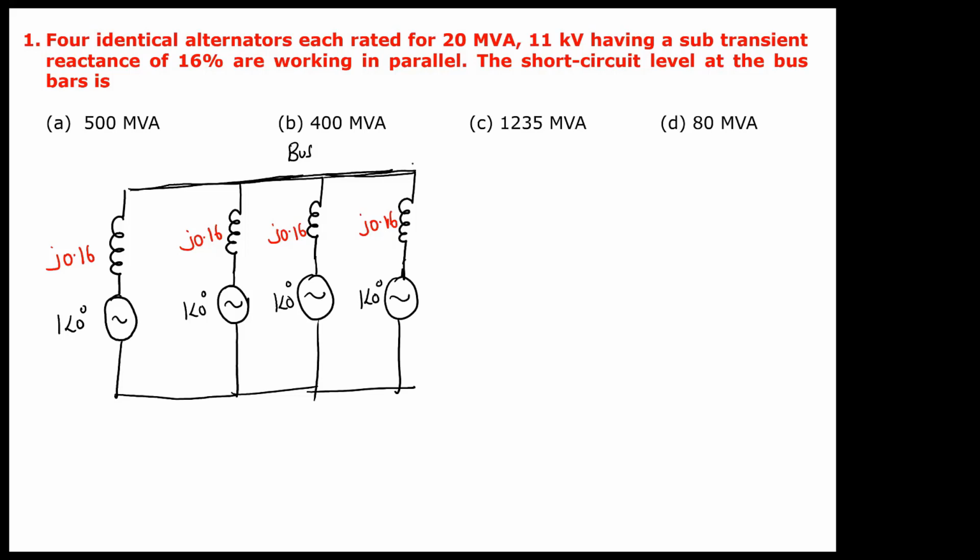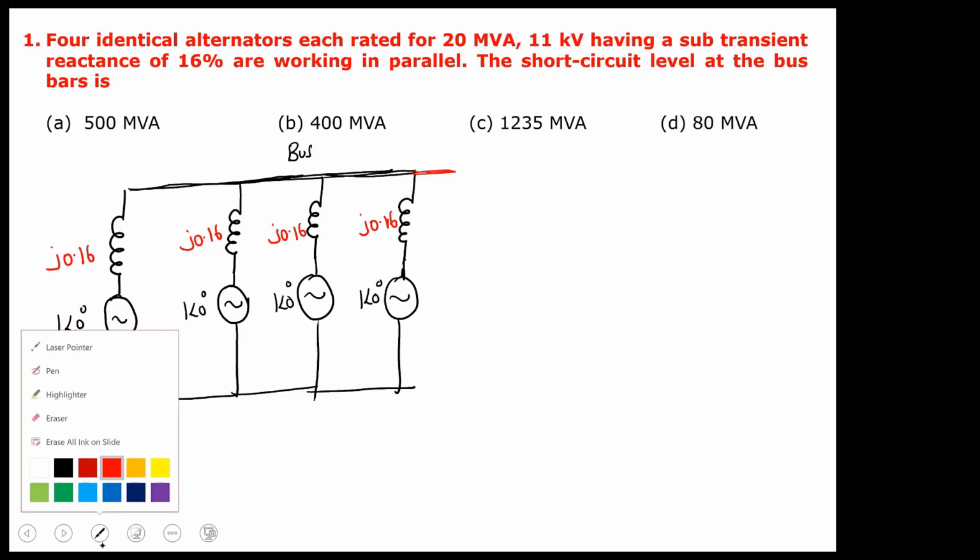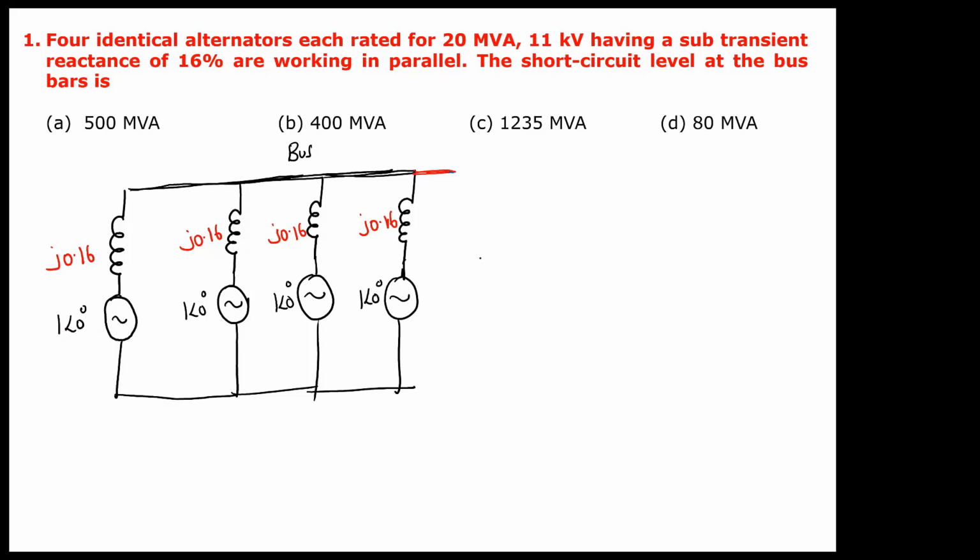Now I have to calculate the short circuit MVA of this bus. For that you have to simulate a short circuit. So if a short circuit occurs here, then what is the short circuit MVA that occurs in this faulted bus? That is the question. So now what we have to do? First we have to calculate the per unit fault current.